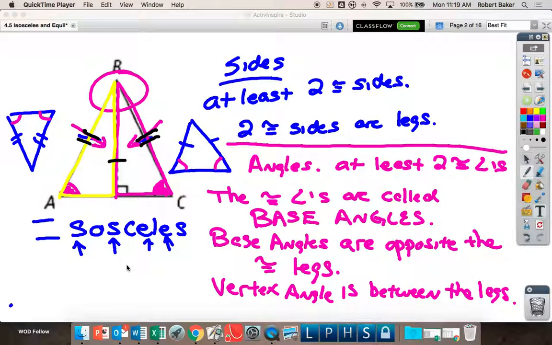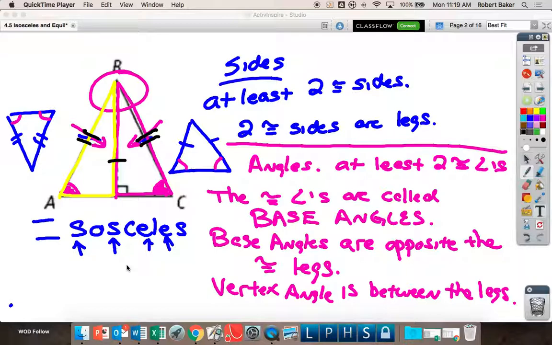Recap. An isosceles triangle has at least two congruent sides. Those two congruent sides are called legs. An isosceles triangle has at least two congruent angles. The congruent angles are called base angles. The base angles are opposite of the legs. And the angle between the legs is called the vertex angle.